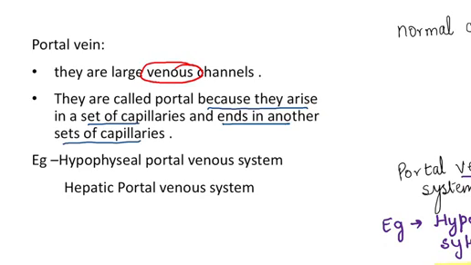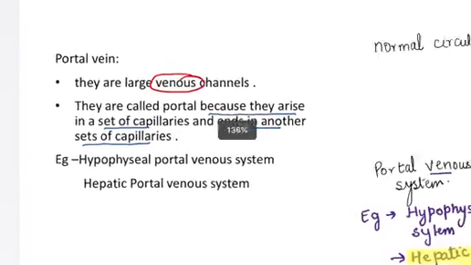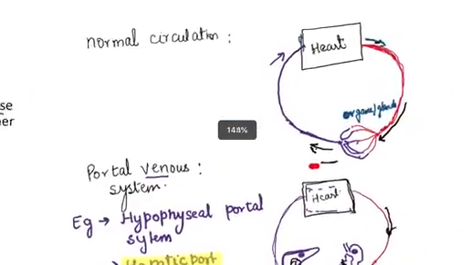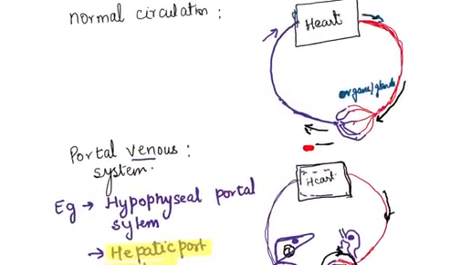So it becomes a very important question that can be asked in the viva, why are the portal veins called so? How are they different from the normal veins? A portal vein begins in one set of capillaries and ends in another set of capillaries. To understand it further, let us take help of this diagram and understand the difference between the normal circulation and portal venous circulation.